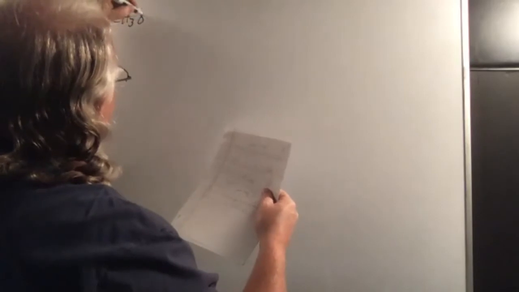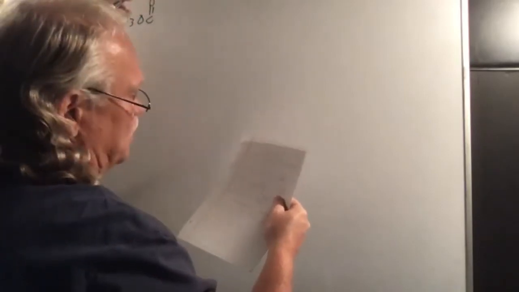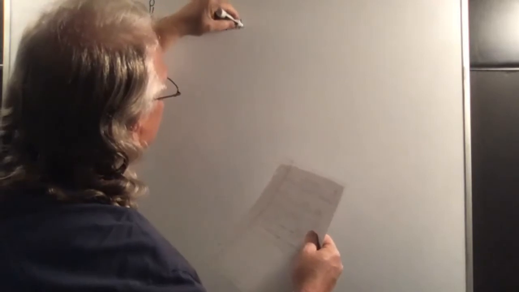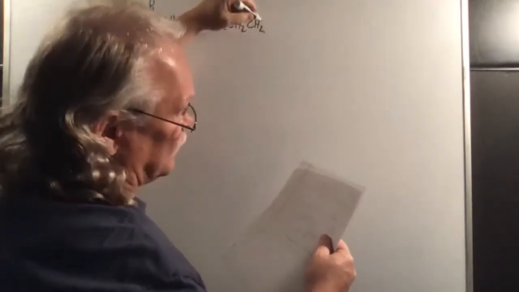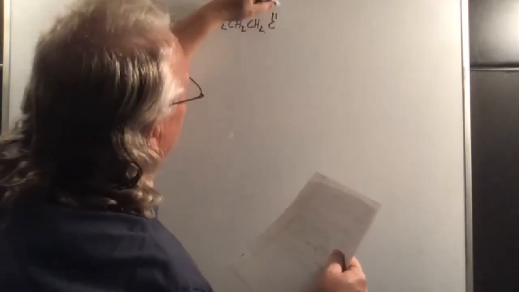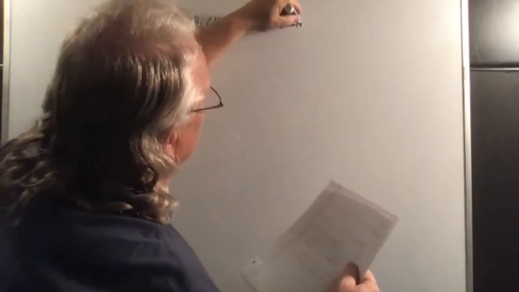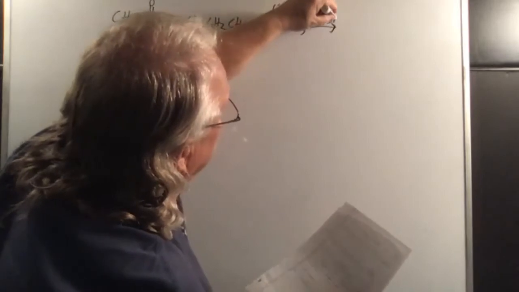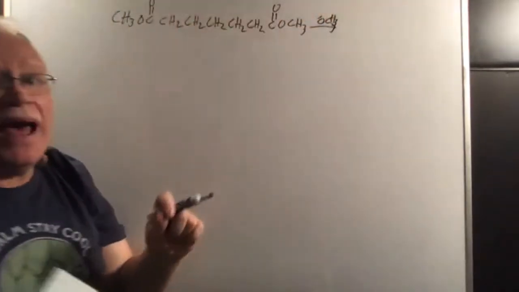So let's look at a reaction. CH3O, C double bond O, and it's got 5 CH2 units in the middle of it, and then another C double bond O, OCH3. Now, the base that we're going to react this with, again, is going to be OCH3 minus.